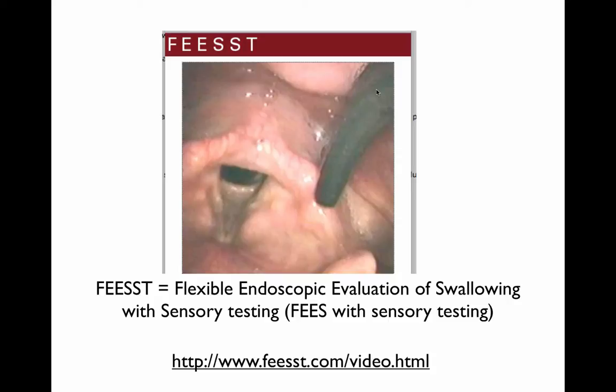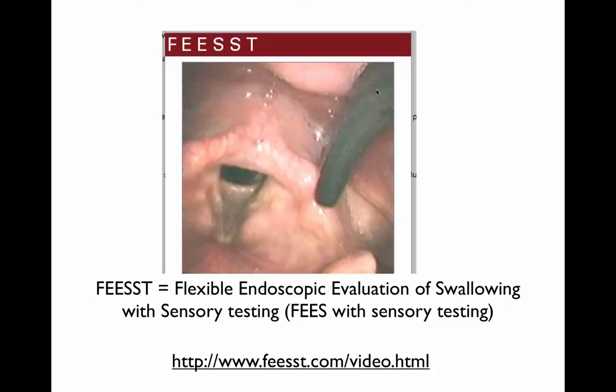The thing about FEAST examinations is that it does not exclude the possibility of getting the information that you get with FEES. So you could do a quick assessment to see how the vocal folds react in terms of airway protection after introduction of a stimulus. Then you can remove the duct and you can do a FEES assessment just like you would under any other circumstances.